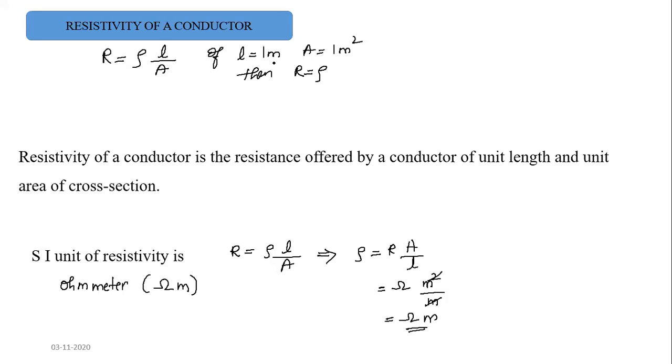If L is equal to 1 meter and A is equal to 1 meter square, then the resistance R is equal to rho. That is nothing but the resistivity of the conductor, the resistance offered by a conductor of unit length and unit area of cross section. The SI unit can be written as ohm meter. You have to read it as ohm, not omega. So ohm meter is the SI unit for resistivity.